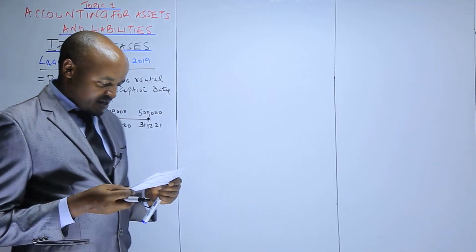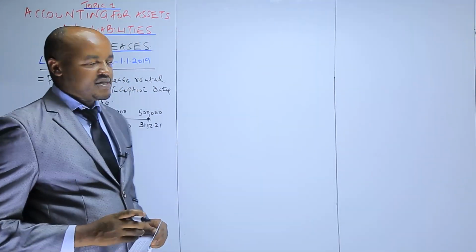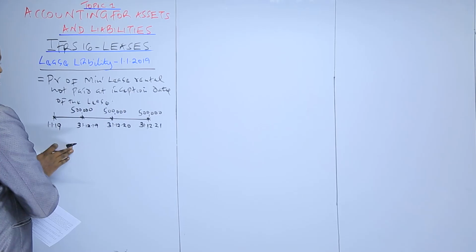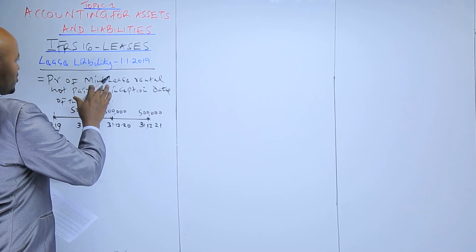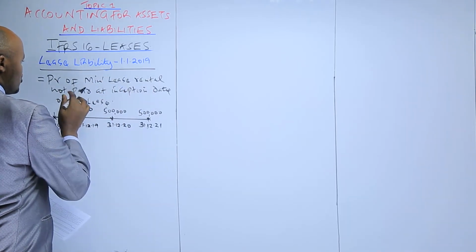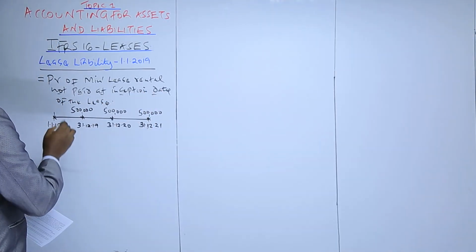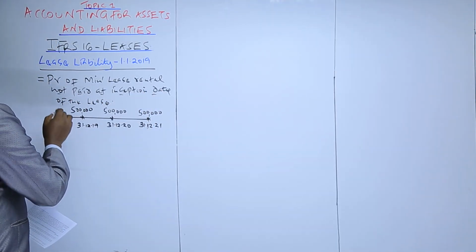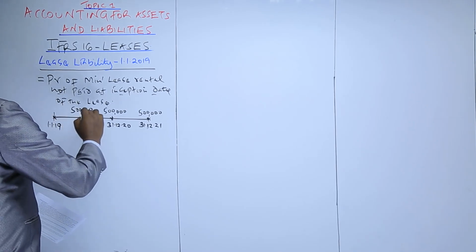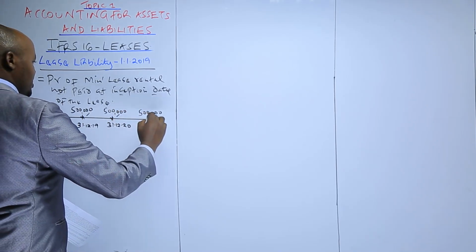So how do we determine the lease liability? We determine the lease liability by getting the present value of the minimum lease rentals not paid at the inception date of the lease. So in our case here, the minimum lease rentals which have not been paid on this date include this amount, that, and that.